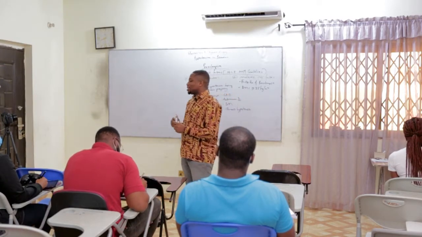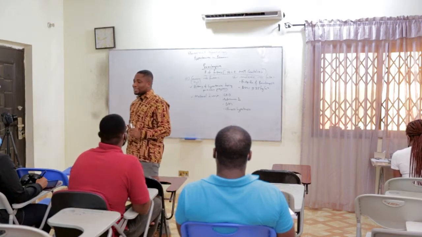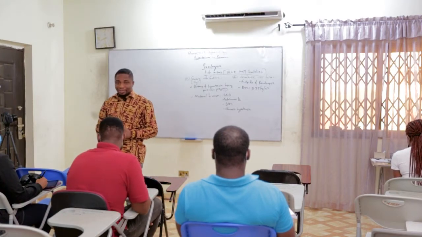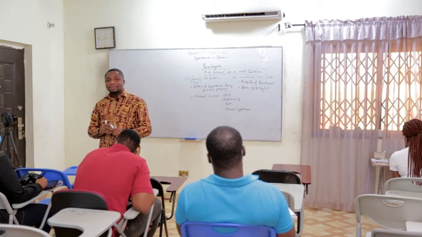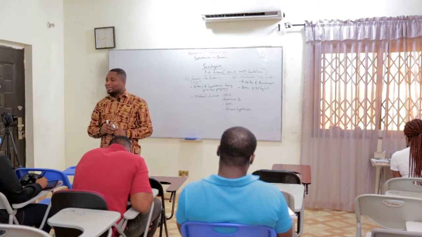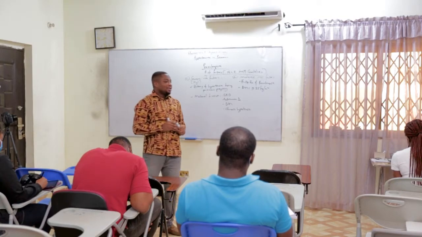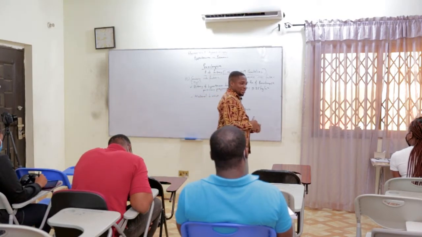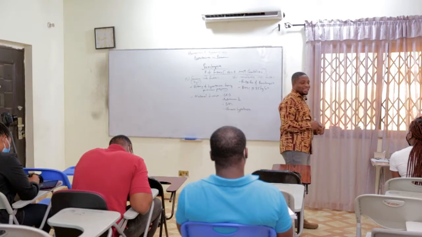Jemima, when do we say it's class 1 obesity? Class 1 is 30 kilograms per meter square to 34.9 kilograms per meter square. Well done. That is correct. Eugenia, when do we say it's class 2 obesity?